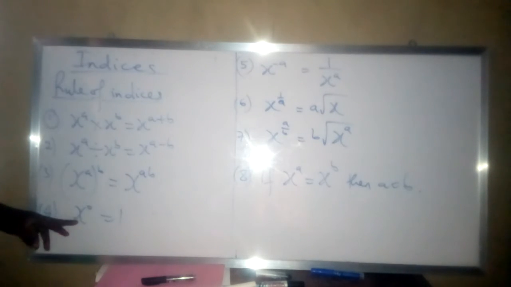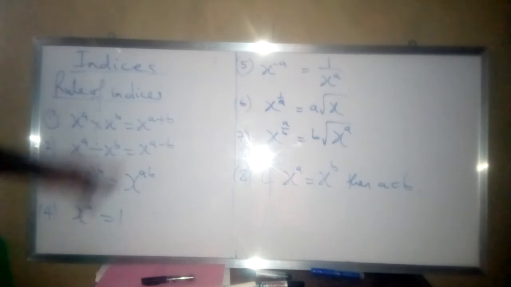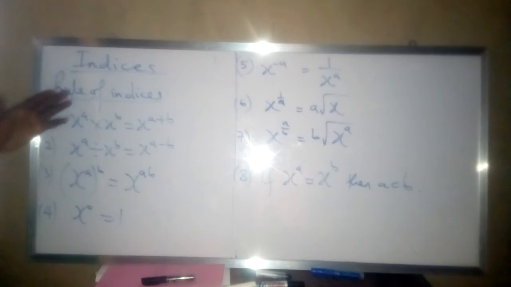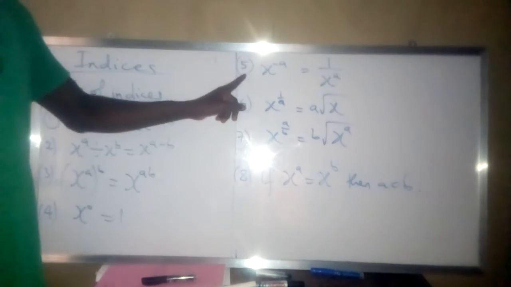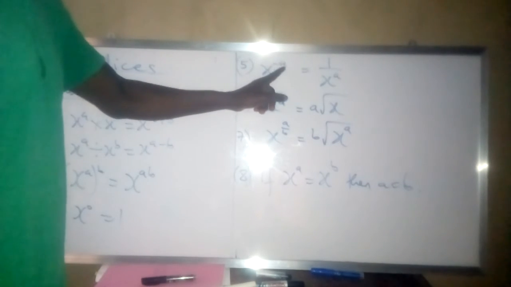Now here we have x raised to power 0. So in indices, anything raised to the power of 0 is 1. Anything raised to the power of 0, be it 1 million raised to the power of 0, your result is 1.